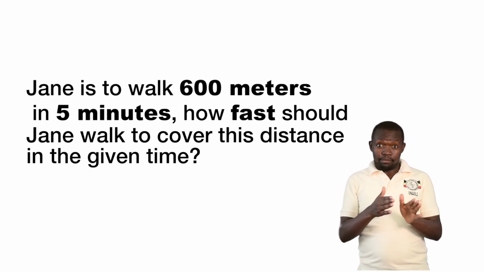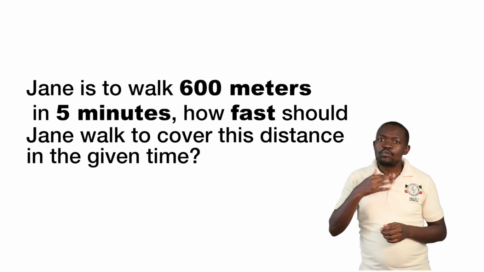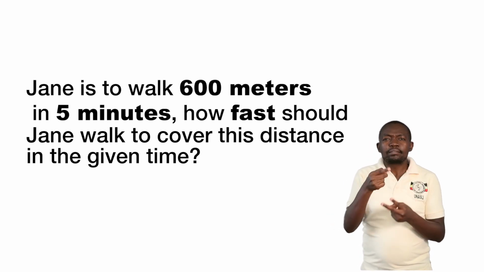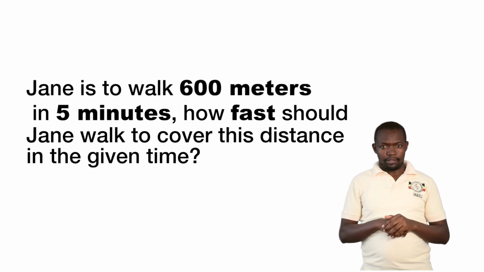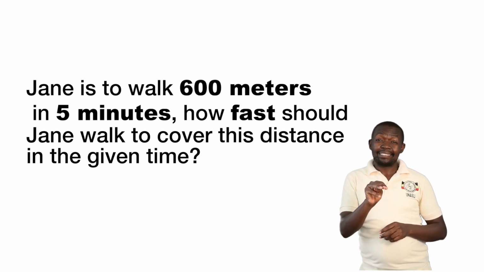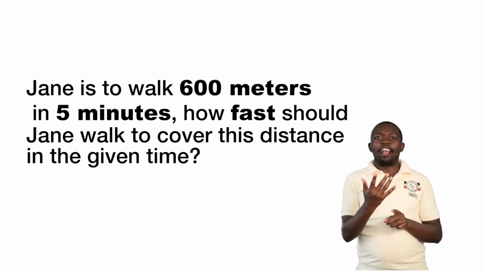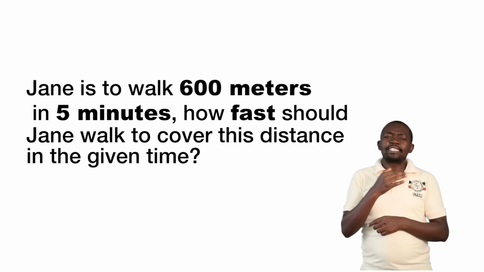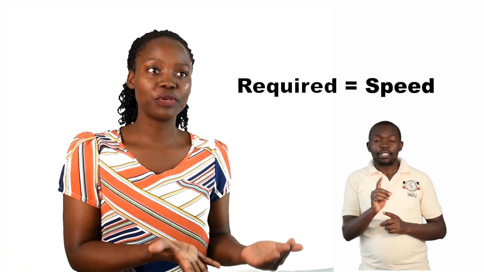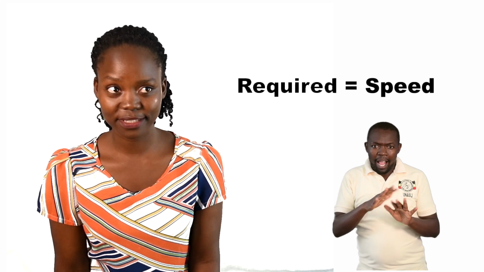What does this question require us to find? Can we read through the question just one more time to see what is required of us? Okay. Jane is to walk 600 meters in 5 minutes. How fast should Jane walk to cover this distance in the given time? Very good. If you've been thinking, you should be able to realize that right now what is required of us is the speed. We need to determine the speed at which Jane moves.